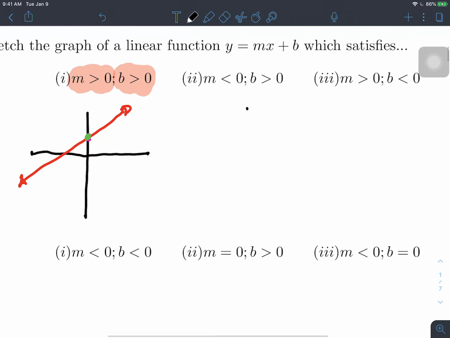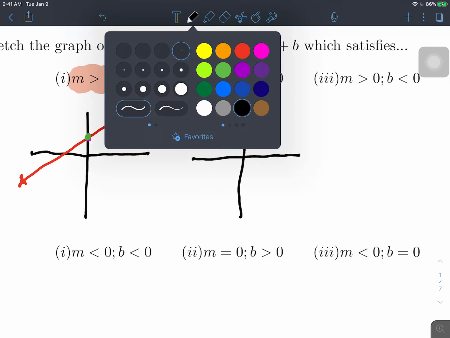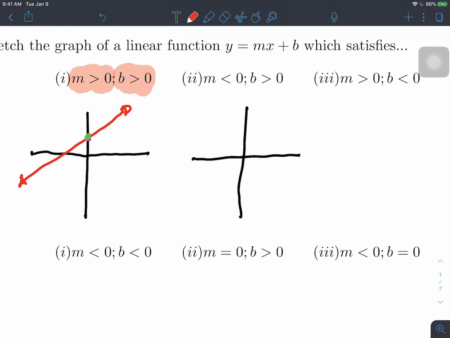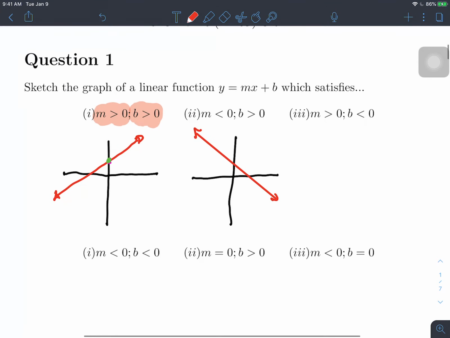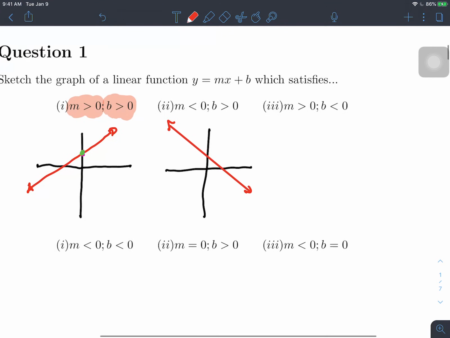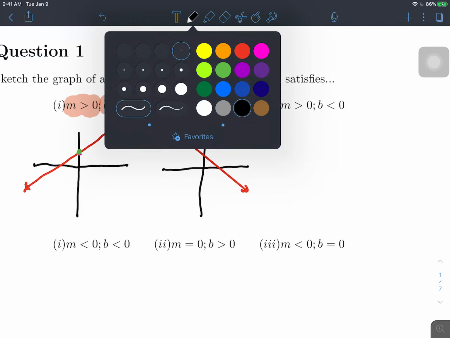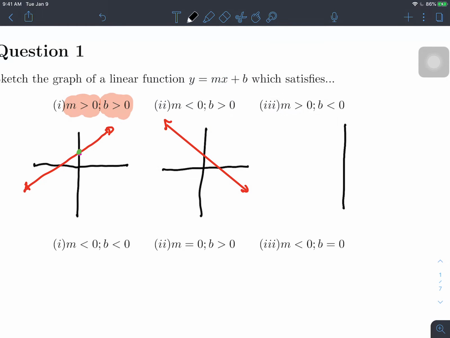This time we're going to have the same deal with the y-intercept, except our function's now going to be decreasing. So maybe it looks something like this. That could be a line satisfying those two properties. Next up, we have an increasing function with a vertical intercept which is less than 0.